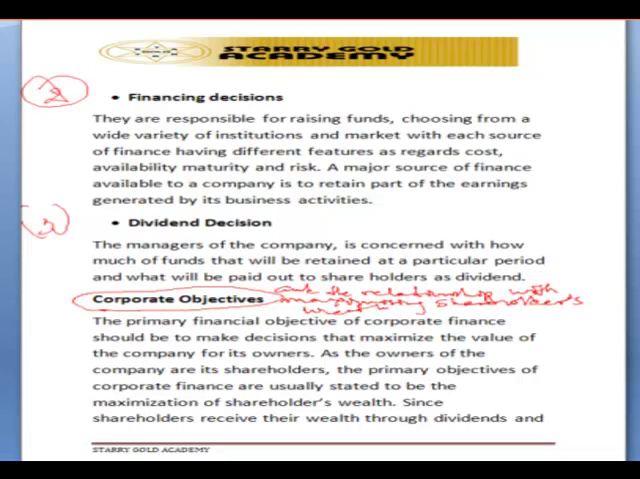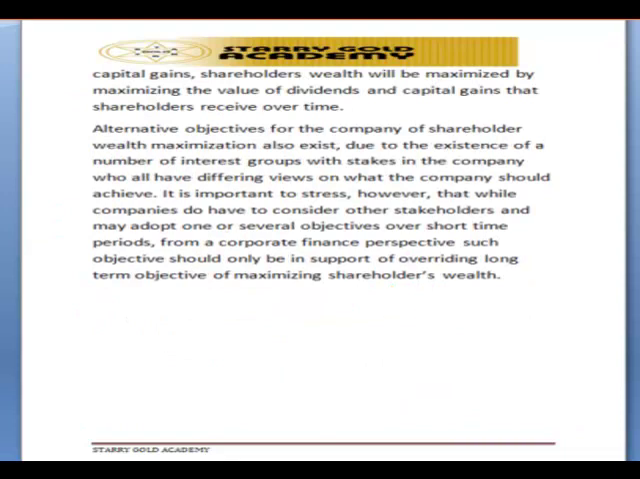You should know that the owners of the company are shareholders, and the primary objective of corporate finance is usually stated as maximizing shareholders' wealth. Please take note of this. The primary objective of corporate finance is to maximize shareholders' wealth. When is shareholders' wealth maximized? When they receive dividend, very important, and capital gains. When they receive dividend and capital gains, shareholder wealth will be maximized.